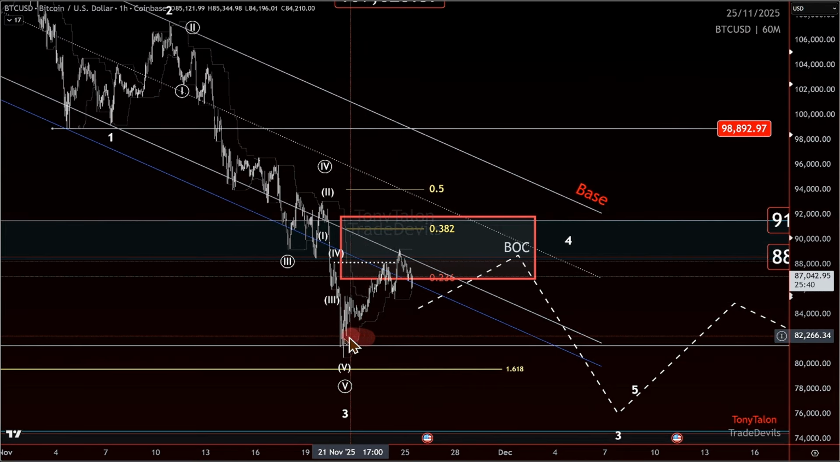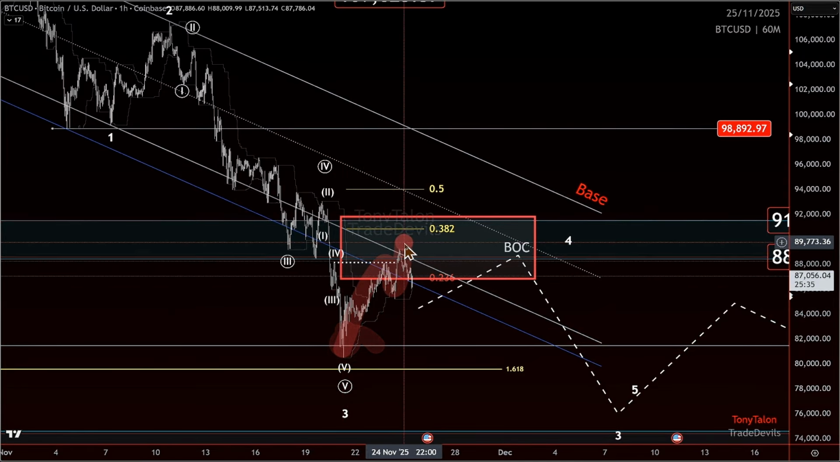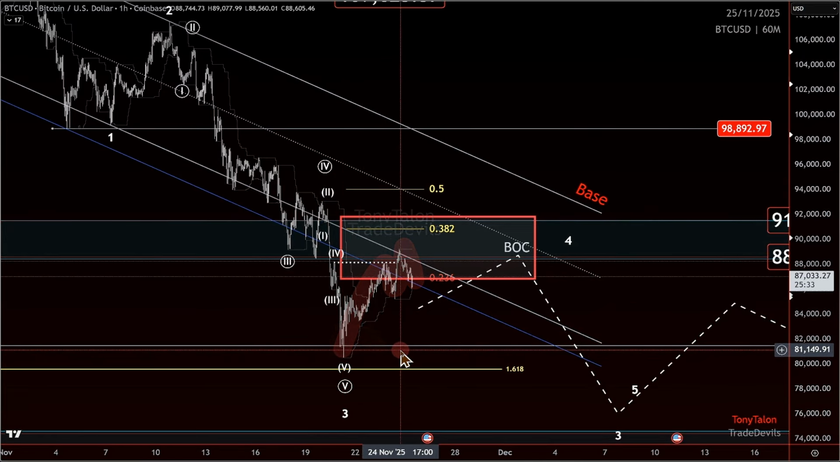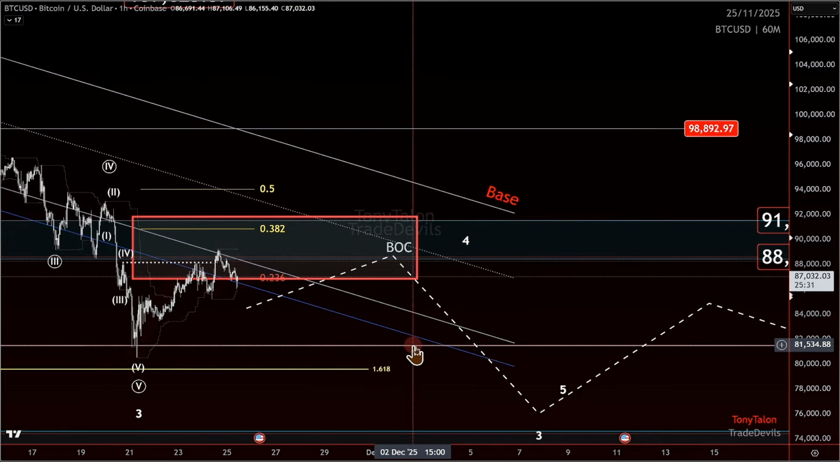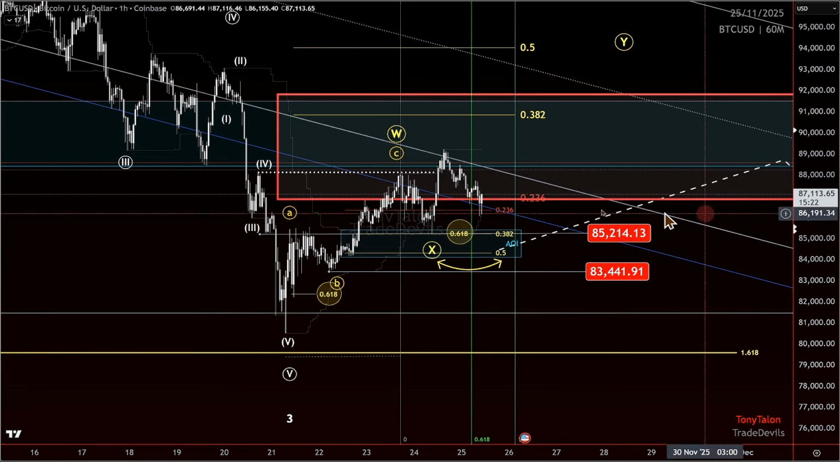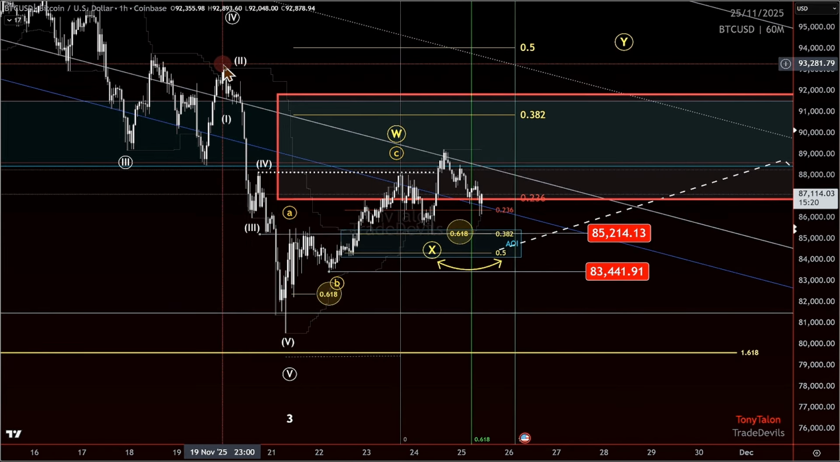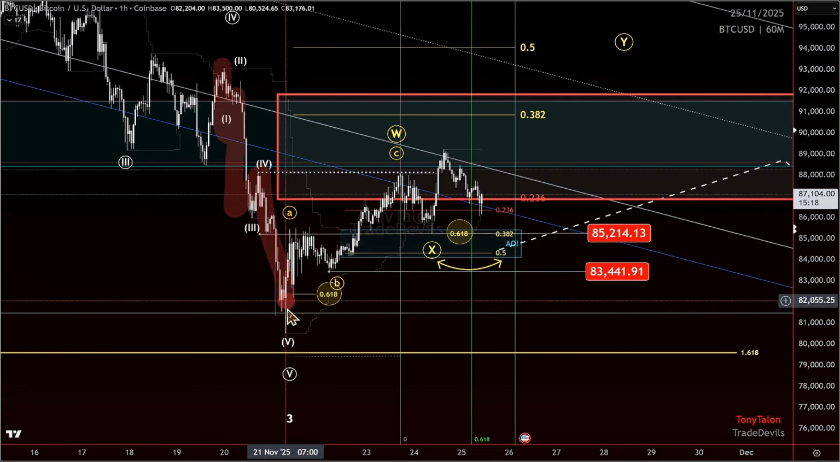I did end up getting a low, and I'm still in the trade here for the long, and I'm still waiting to watch how this develops. I think right now we can look at this a couple different ways, and I'll zoom in here. All right, I've gone ahead and labeled this lesser degree here. As you can see, I got the 1, 2, 3, 4, 5.